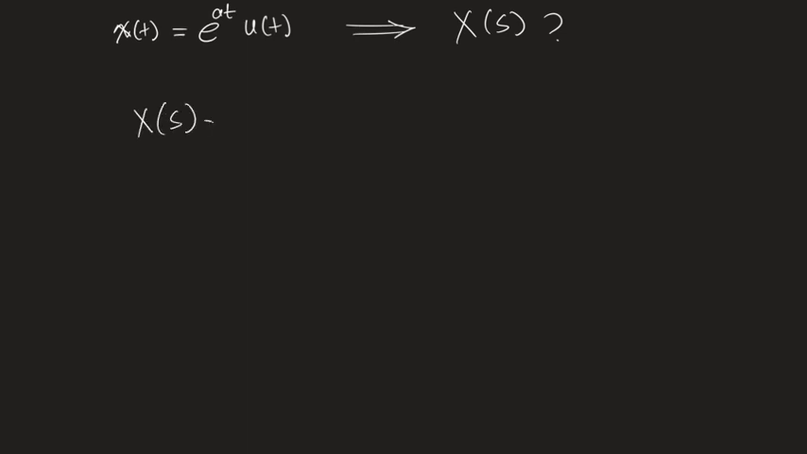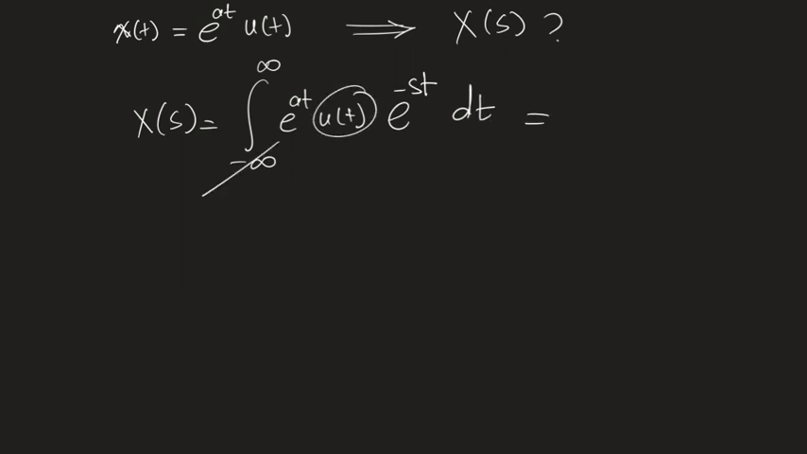X of s is equal to the integration from minus infinity to infinity, x of t, which is e to the a t unit step of t multiplied by e to the minus st dt, right? And then for the unit step, I can say that I would start only from 0 up to infinity, and in that range the unit step is equal to 1, so it doesn't affect my integral. Don't forget that a is greater than 0, okay?